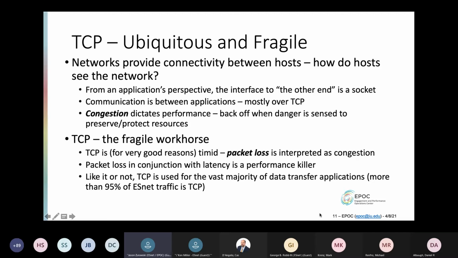But it's a fragile workhorse, and for good reason, it's timid. Packet loss is interpreted as congestion, and congestion happens. We have busy networks, and sometimes we're going to see this behavior. TCP is designed to back off its performance whenever it sees something that may be going on in the network, because it doesn't want to overuse and flood everything, because we had that problem back in the early days. Because of that, we often have to design our applications and our use cases around the fact that TCP is going to back its performance off, and we need to have clean and fast networks under the hood as a result.